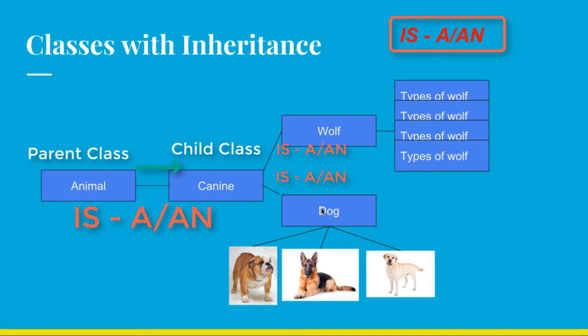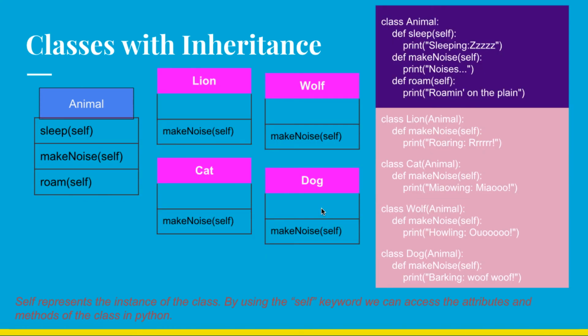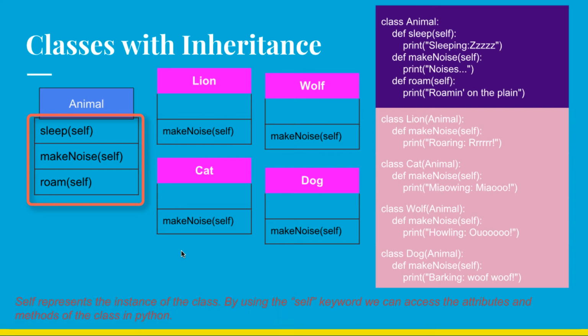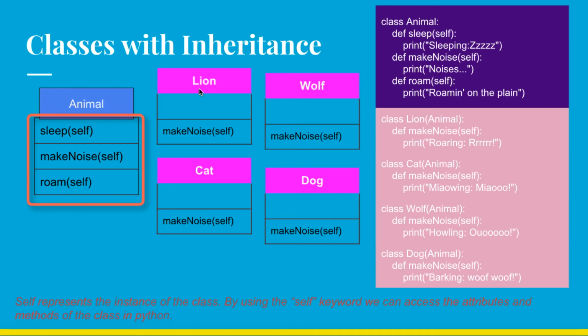So now we will see how you can do this. It's pretty simple, my friends, when we talk about inheritance. For example, here you can see in animal, we have sleep, make noise and roam. So all these three methods are fully available to whichever class is inherited from the animal. So here you can see the lion. The lion is an animal. And I'm not using canine in the first instance, I'm just deriving all these classes directly from animal.